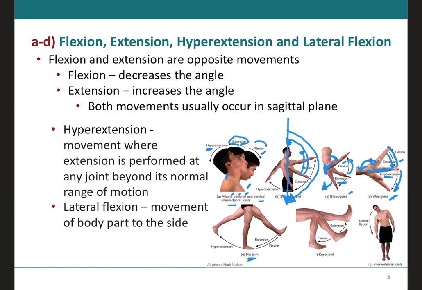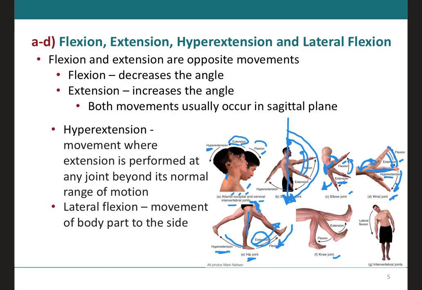On the next one, we have the hip joint. So this would be your anatomical position. If you pull it in this direction, you're going to be decreasing this angle over here. So that would be flexion. When you pull it back in this direction, this would be extension. And if you pull it even further back, that would be hyperextension.